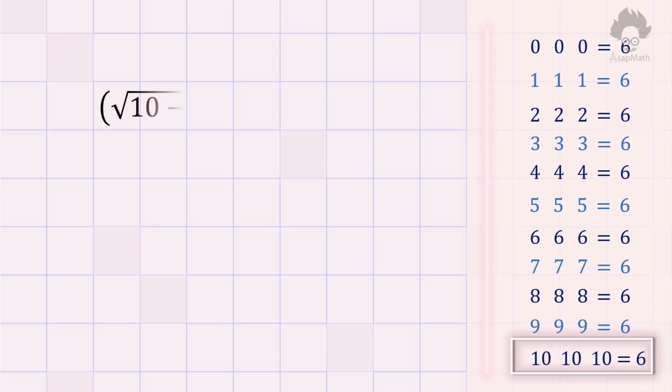Take the square root of 10 minus 10 over 10 and then take the factorial of the whole thing. The answer is 6. Here there are another two methods.